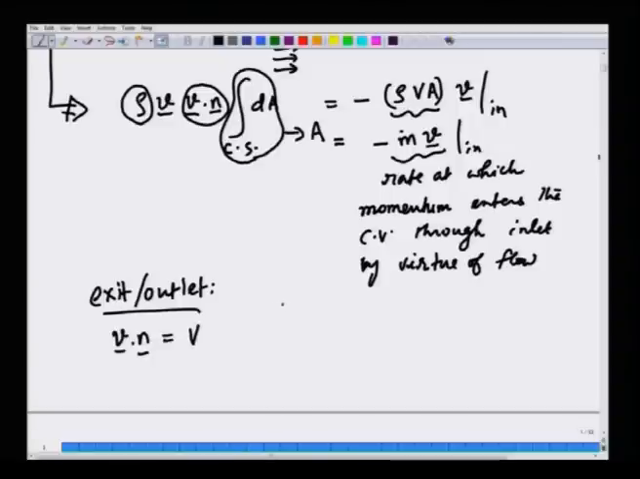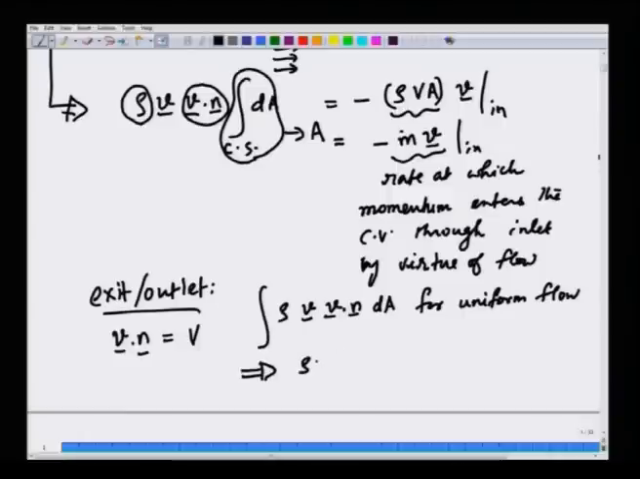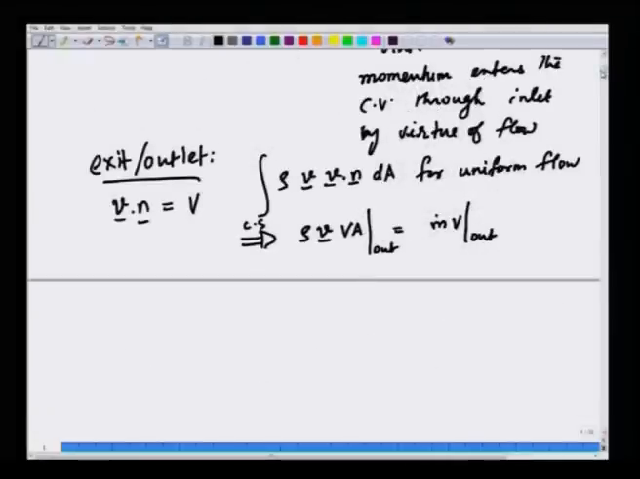Okay. So, the integral of rho v dot n dA for uniform flow will become rho v A, which is simply equal to m dot times v evaluated at the outlet. So, when the flow is uniform, we get very simple answers for the influx and outflux terms.